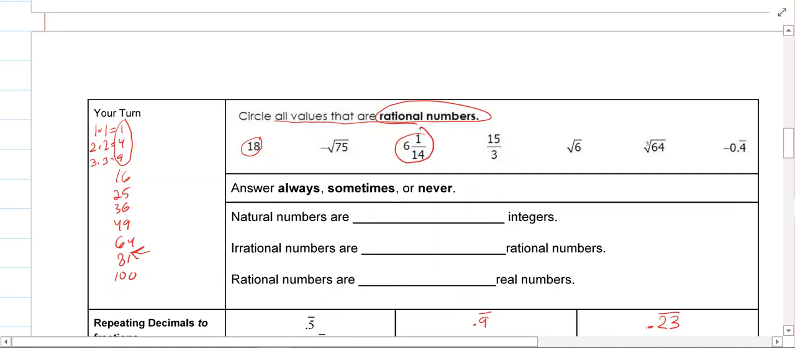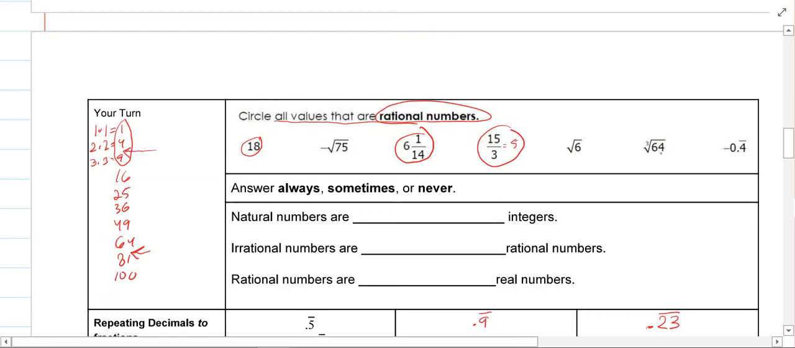This is, because it's a fraction, that's an easy one. This is a fraction, and it can be simplified to 5 as well as a whole number. So that is definitely rational. Square root of 6 is right between 4 and 9, so that's irrational.